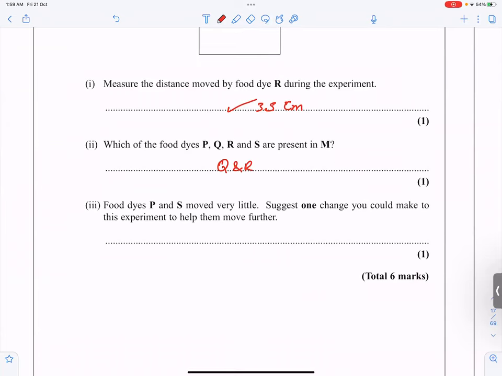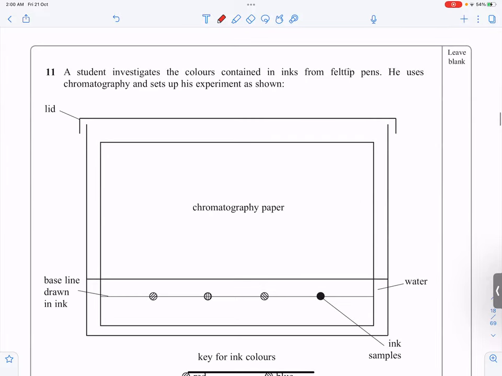Food dyes P and S move very little. Suggest one change you could make to this experiment to help them move further. Change the solvent. Instead of using water, you can use an organic solvent like ethanol or propanone. So we were working with water, and we can change it to ethanol or propanone.